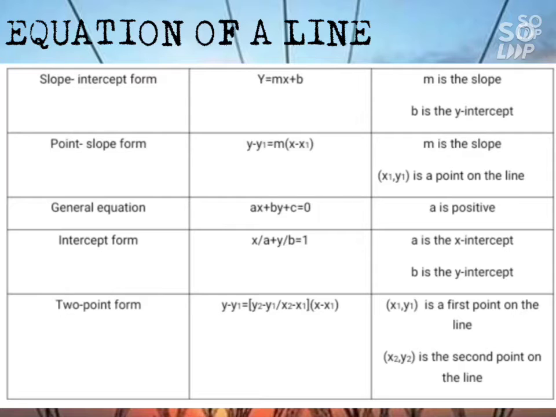The standard equation of the line is ax plus by plus c equals 0. And intercept form: if the graph of a linear function has x intercept or a and y intercept or b. 2-point form: if the graph of linear function passes through the point x1 y1 and x2 y2, then the equation is y minus y1 equals y2 minus y1 over x2 minus x1 times x minus x1.